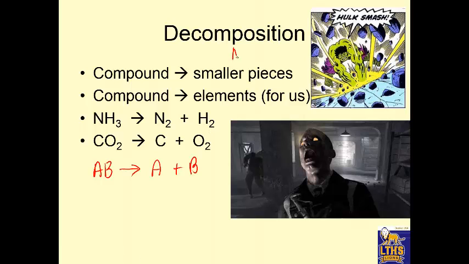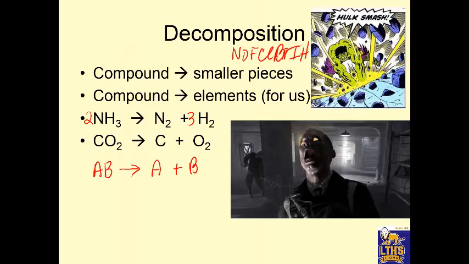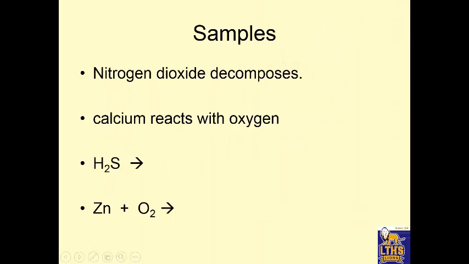You may be wondering about these 2's. Well, remember our diatomic elements? There are 7 elements that are diatomic, so when they're by themselves, you need a 2. Okay, carbon's not one of them, that's why it doesn't have a 2 next to it. Here we'd have to go 2 and 3. So far we've combined things to make 1, 2 elements to make 1. Here we've taken 1 compound and broken it into its elements.